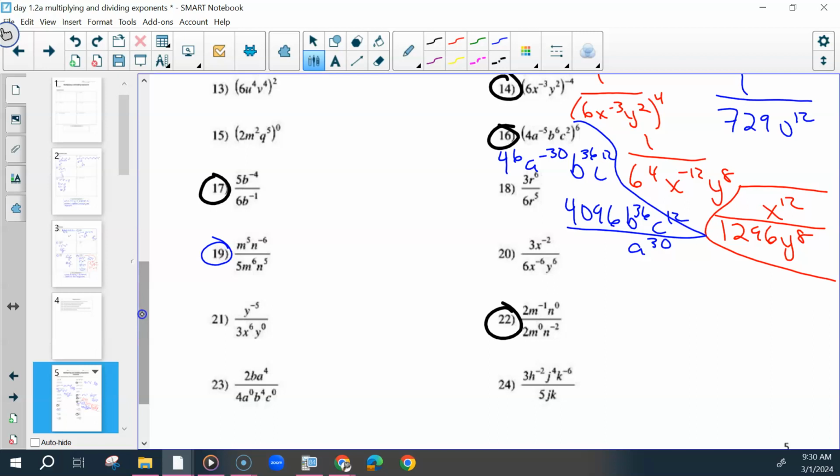Okay. 17. When you are dividing, you're actually going to divide the numbers unless they can't be simplified. So in this case, they would stay the same. Subtract the exponent. So negative 4 minus a negative 1 would be 5 over 6 times b to the negative 3. And the b would come down. So 5 over 6b to the 30.